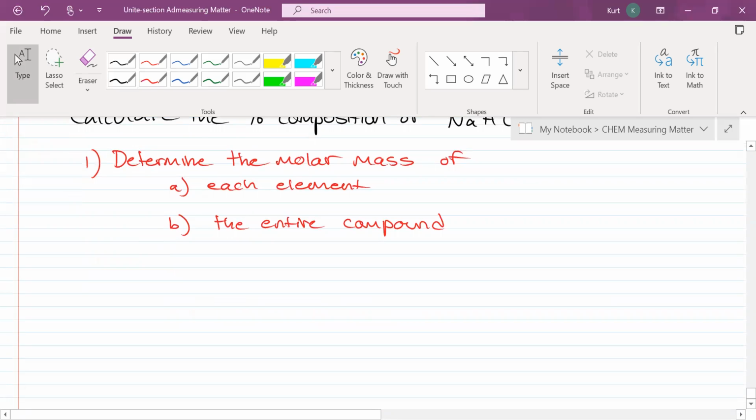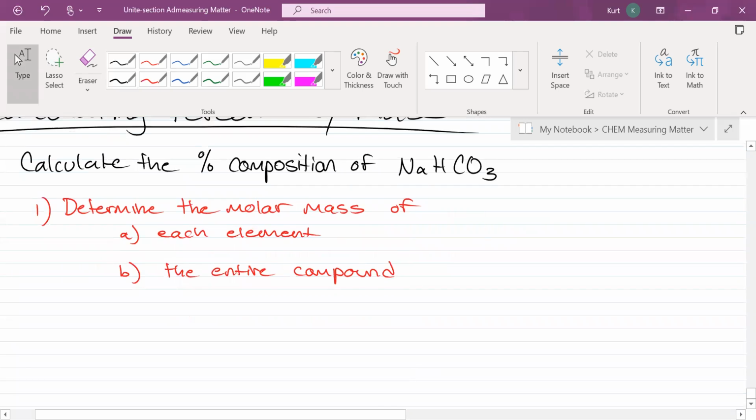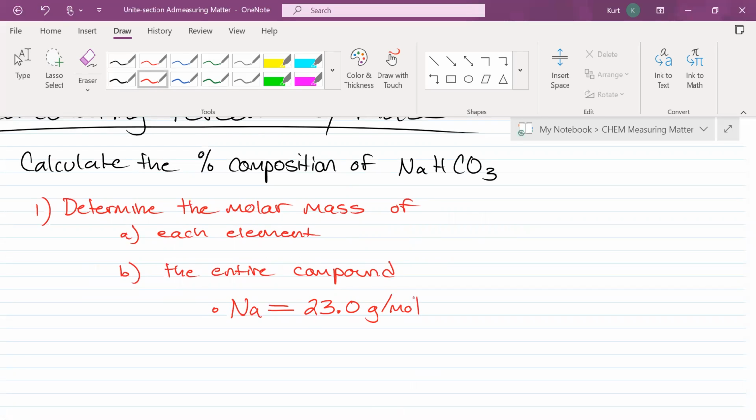Kevin, what is the first element you see in this compound? Sodium. Perfect. Can you tell me what is the molar mass of sodium? 23.0 grams. Very good with your unit of measurement. He said 23.0 grams per mole. Kevin, how many moles of sodium are in NaHCO3? That's right. So we need to multiply by 1, which is pretty redundant. There we go. Perfect. Thank you.